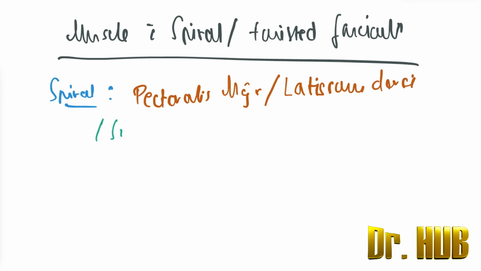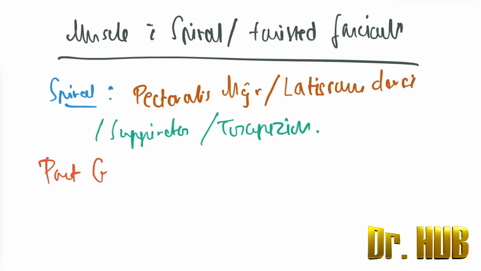Next, it also includes the supinator, as well as the presence of the trapezius. Next we look at the partially cruciate and partially spiral. Cruciate means it is a plus sign, as well as partially spiral.